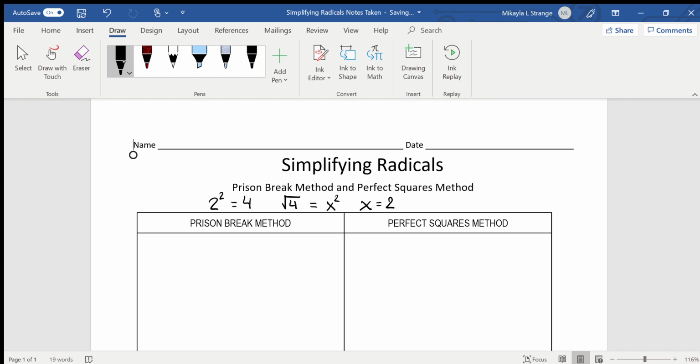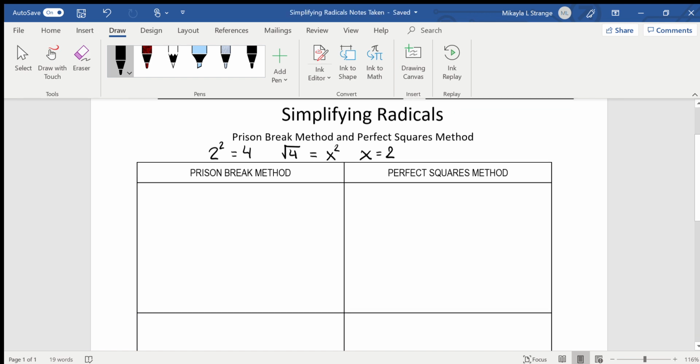Those ones are pretty easy, but what we're going to be doing is ones that maybe we can't look at and see right away, or maybe that don't even have perfect squares like this. So I'm going to start off with the prison break method. And yes, it is what it sounds like.